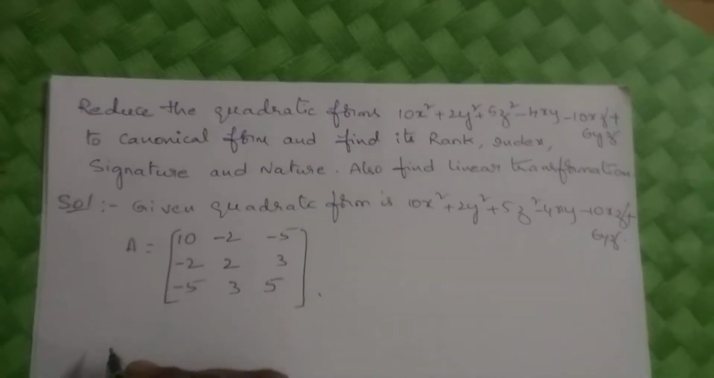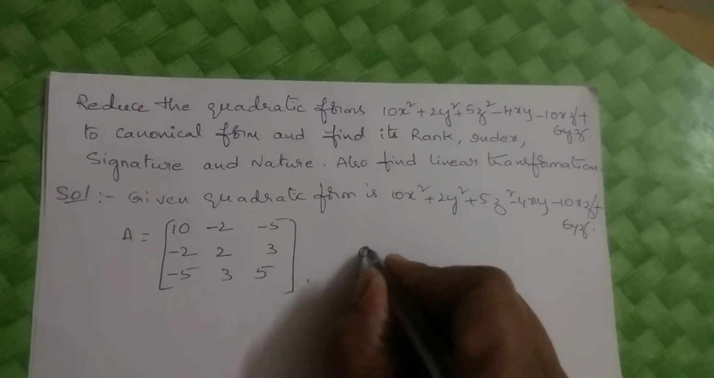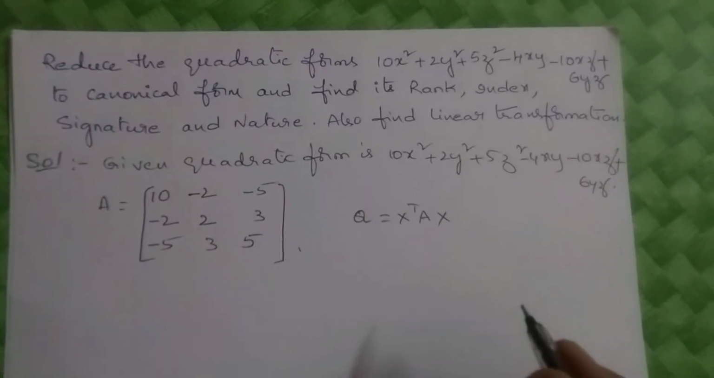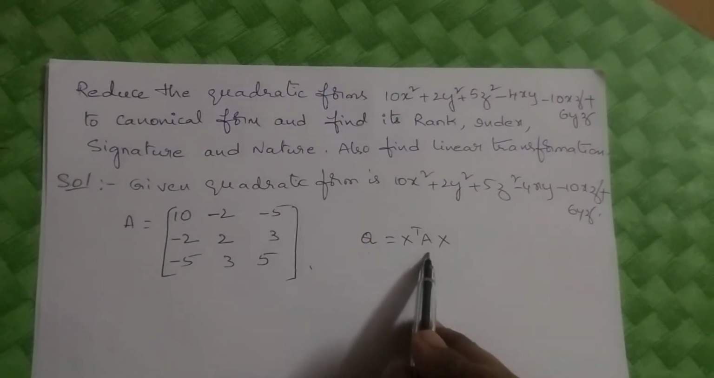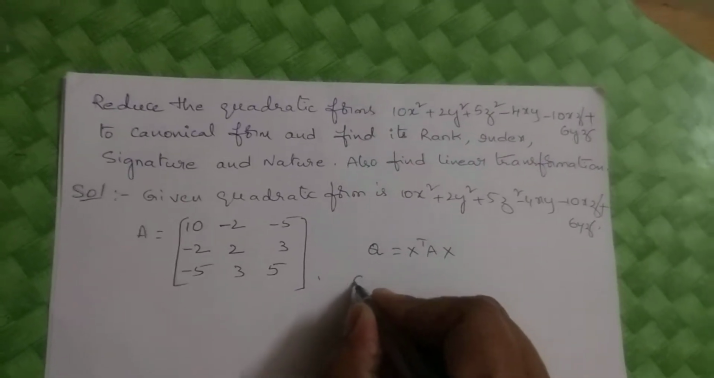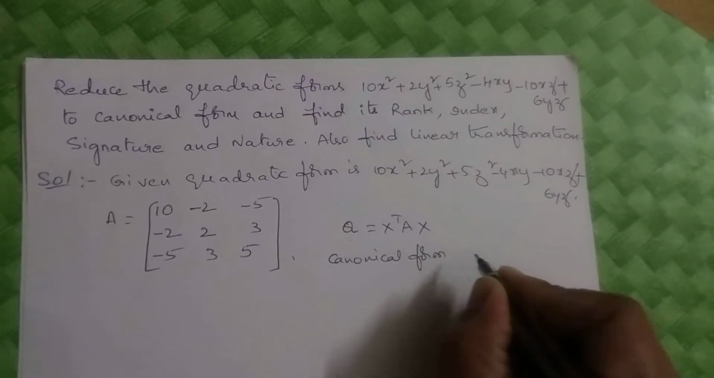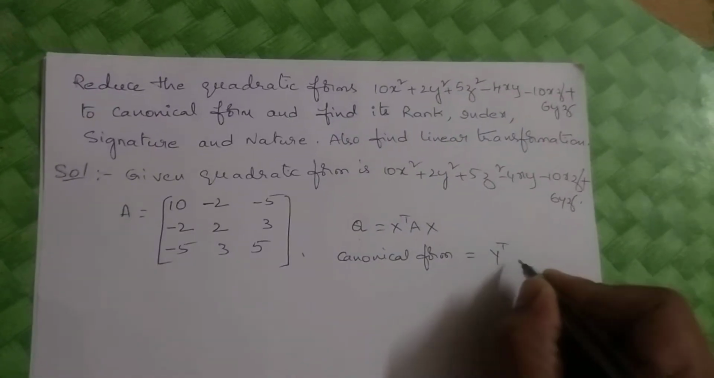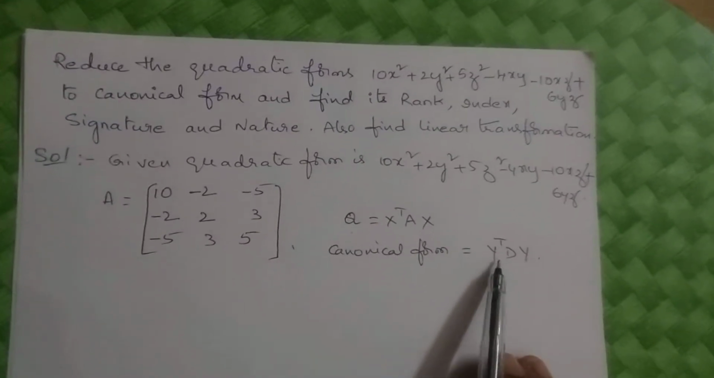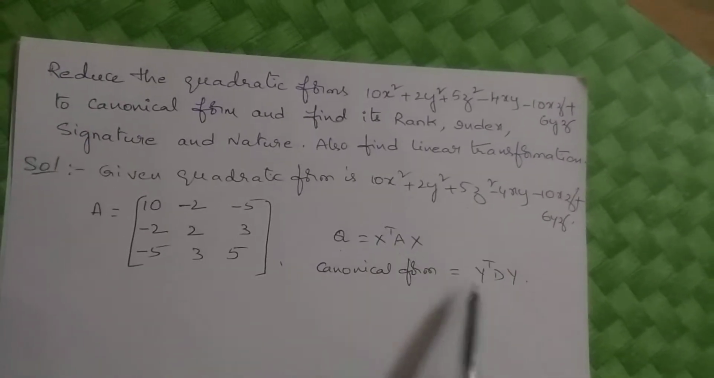Now, what is a linear transformation and what is the canonical form? We have the given quadratic form Q is equal to x transpose into A into x. Now we are transforming to canonical form. What is the canonical form? The canonical form is equal to y transpose into D into y. This is the canonical form, right? Now, what is D? D is the diagonal matrix which is reduced from A.